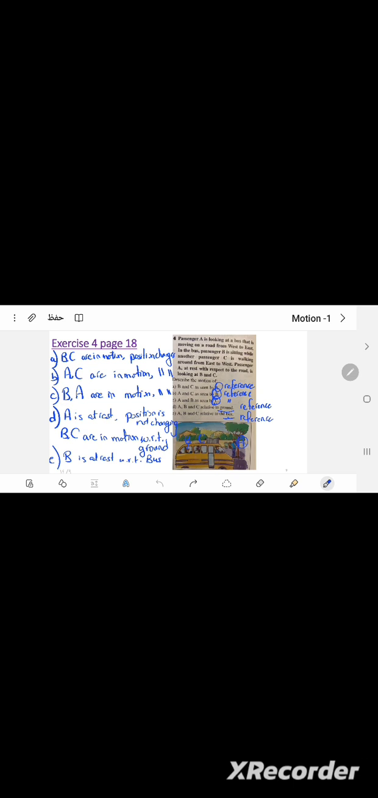C is moving, so he will appear to be in motion. And A, because the bus is moving, will appear with respect to the bus to be in motion. So C and A are in motion with respect to the bus. What will be the justification? The justification will be because their position is changing.